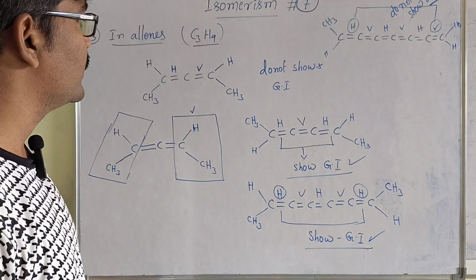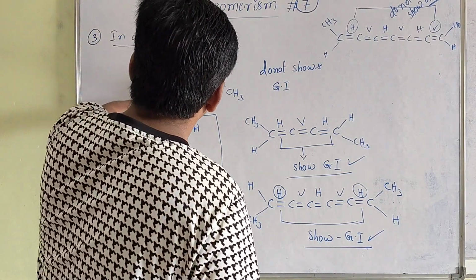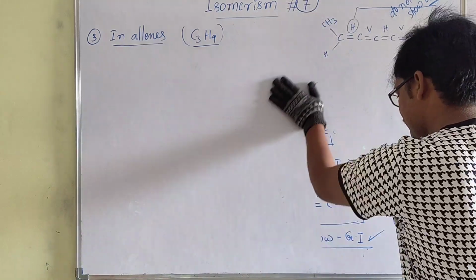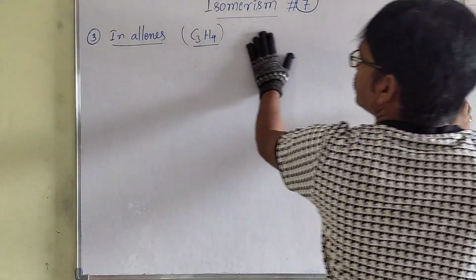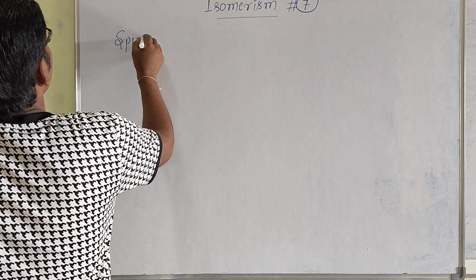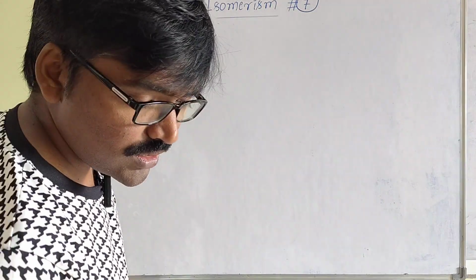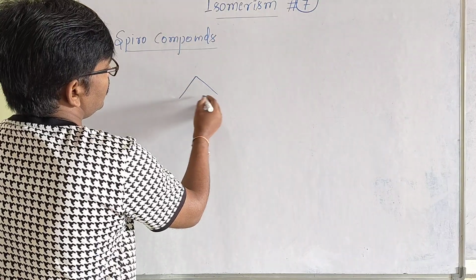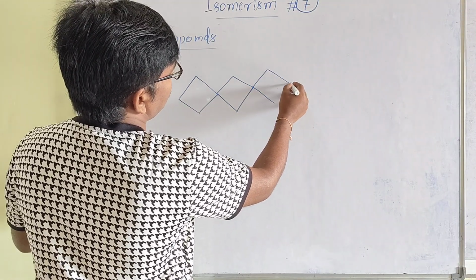So this is about the alkenes. So next we have to discuss spiro compounds. Spiro compounds are also almost the same. How do spiro compounds look? Sir, do spiro compounds exhibit geometrical isomerism? So that is what we have to see, whether geometrical isomerism is exhibited or not. So spiro compounds look like this.